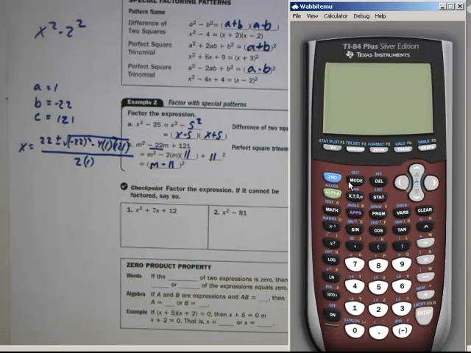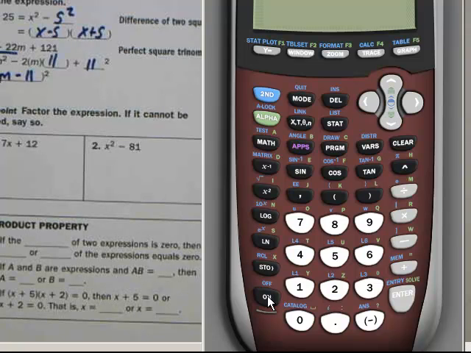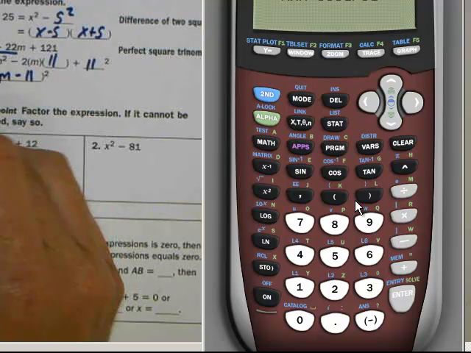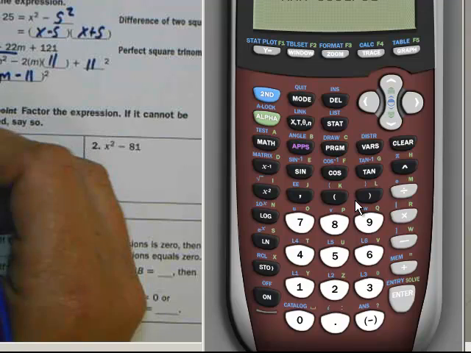In my calculator, what I'm going to do is probably ought to turn it on first, or wait for it to turn on. While we're waiting, there it goes. So the first thing I'm going to do is what's called the discriminant, which is the stuff inside of the square root right here. That's called the discriminant.